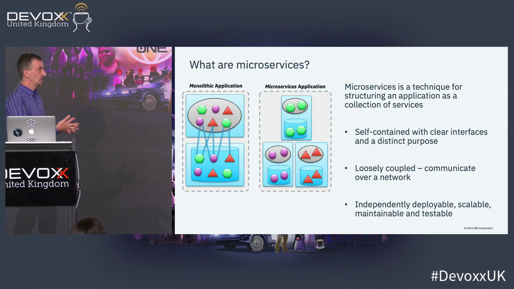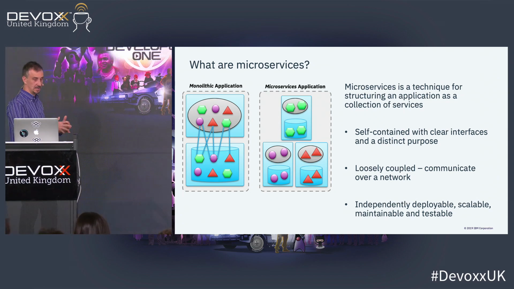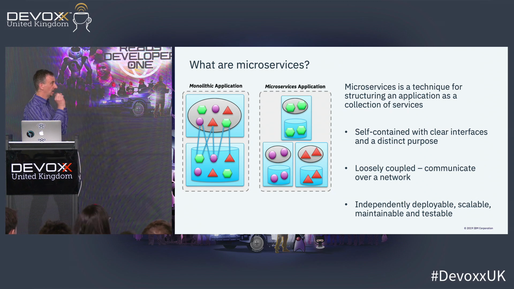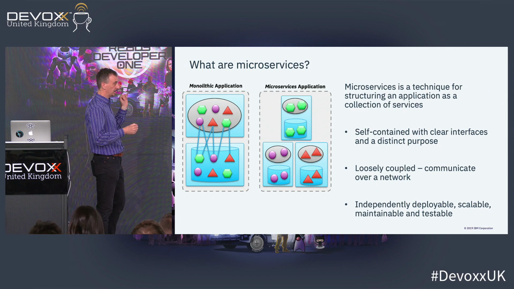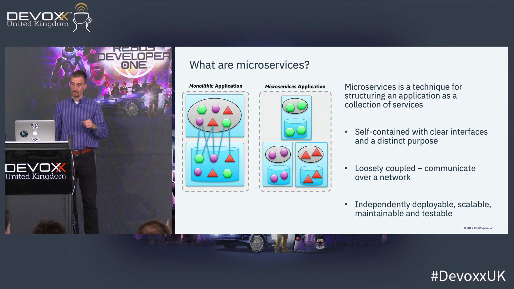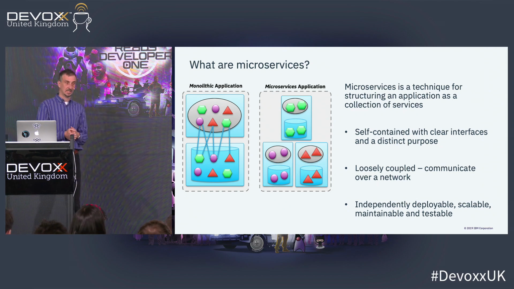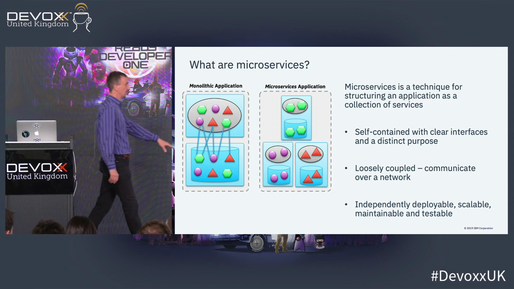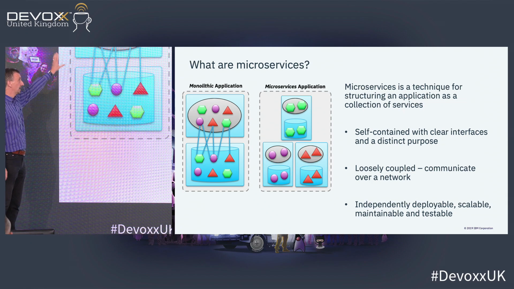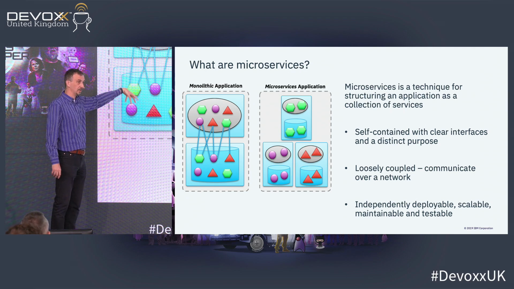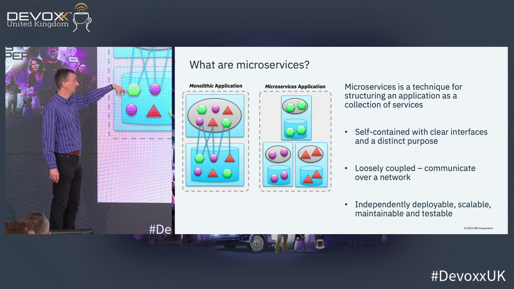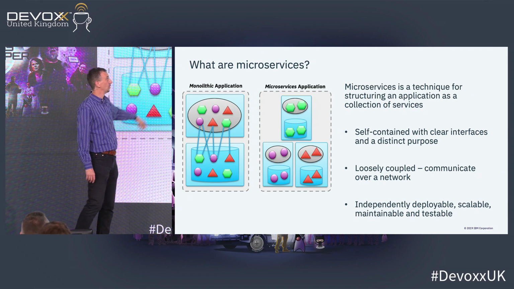So it's essentially a technique for structuring your application as a collection of little services, and they're all self-contained. And they're loosely coupled, talking over a network, but the key thing is they're independently deployable, scalable, maintainable, and testable. So this is a rather silly primary school kind of diagram, but it illustrates it quite well, I think. You've got all these different things with their fingers in each other's objects, essentially in the data store, and what you're aiming for is essentially the thing on the right over there.